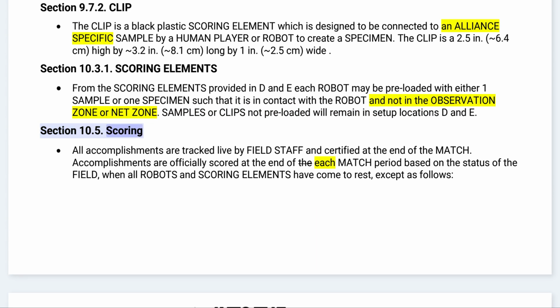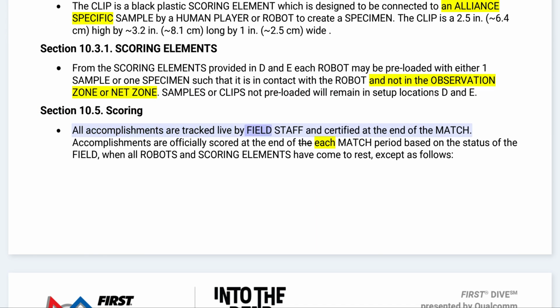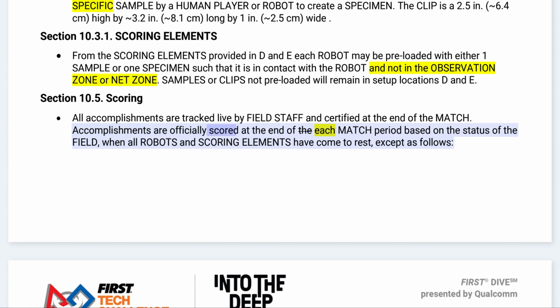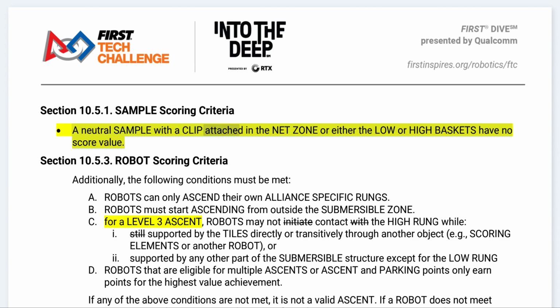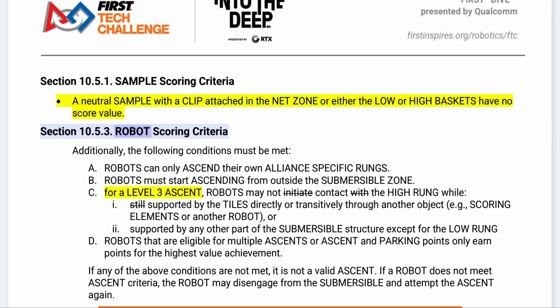Section 10.5. Scoring. All accomplishments are tracked live by field staff and certified at the end of the match. Accomplishments are officially scored at the end of each match period based on the status of the field, when all robots and scoring elements have come to rest, except as follows. Section 10.5.1. Sample scoring criteria. A neutral sample with a clip attached in the net zone, or either the low or high baskets have no score value.